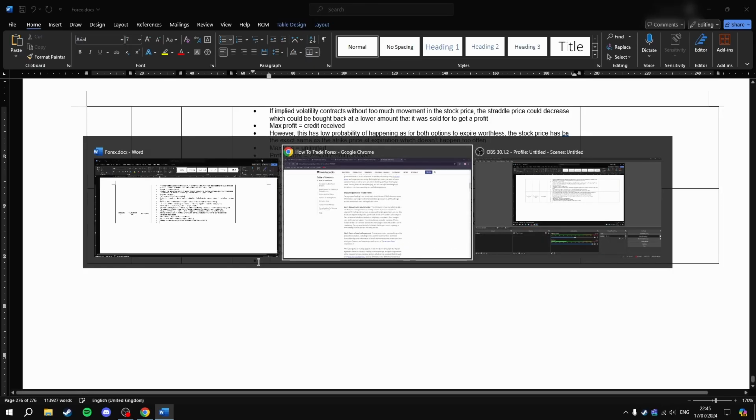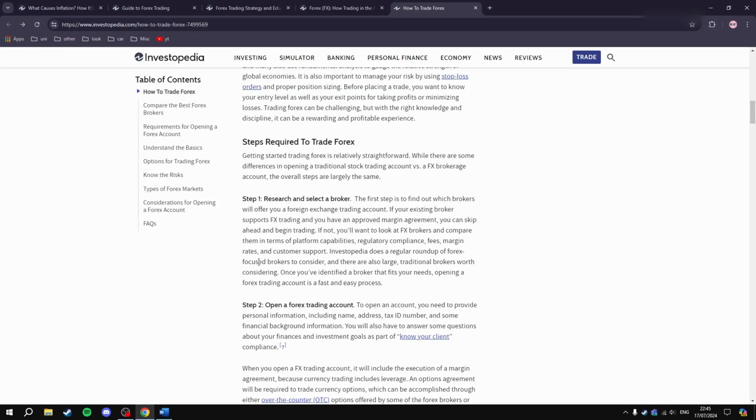Before placing a trade, you want to know your entry level as well as your exit points for taking profits or minimizing losses. Trading Forex can be challenging, but with the right knowledge and discipline, it can be a rewarding and profitable experience.